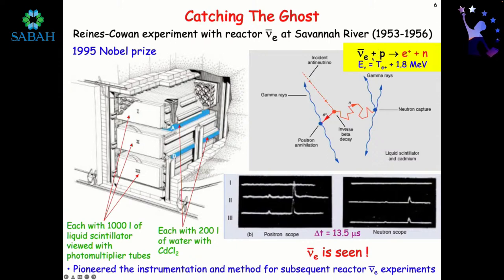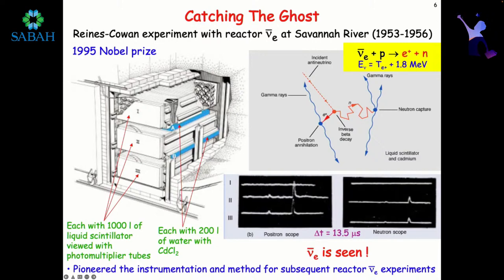So therefore, once in a while, the antineutrinos coming from the reactor will interact with the proton to give us a positron and also a neutron. Now the positron will lose its kinetic energy by exciting the molecules inside the liquid scintillator. And subsequently, it will come to rest and annihilate with an atomic electron inside the liquid scintillator to give rise to two back-to-back gamma rays.